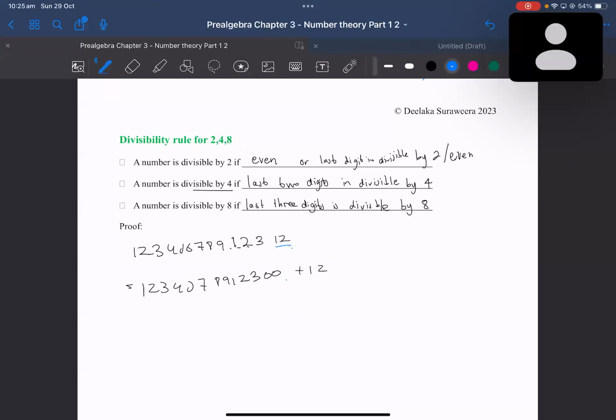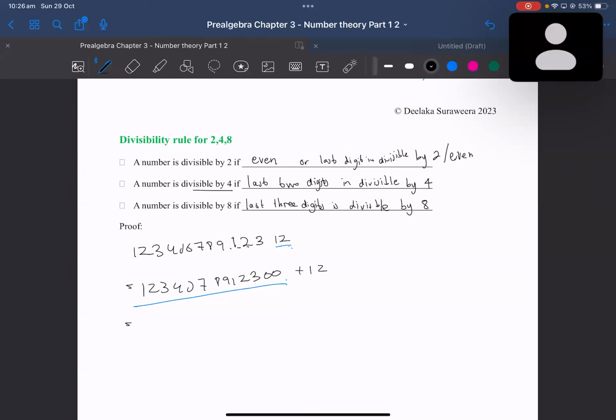I'll just put the 12 with the rest of the number, right? Is this number a multiple of 4? Yes, because the last two digits divide by 4. But we're trying to prove the rule, so we can't use the rule. We pretend we don't know the rule yet. So we have to know in a different way.